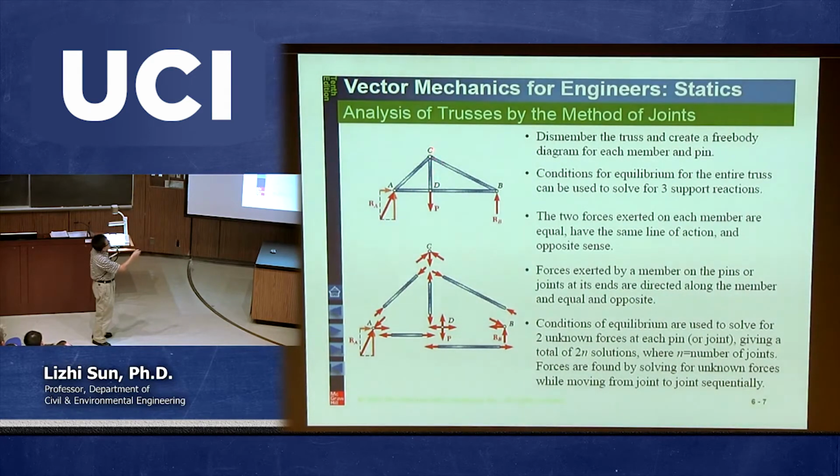And then there's another slender member CD. When I make the cut here, there's another force acting on point C due to the slender member CD. Then I give another force. And furthermore, there is another force acting on point C due to this slender member CB. After you make the cut, you give another force. So from the free body diagram about this point only, there are 3 forces acting on point C.